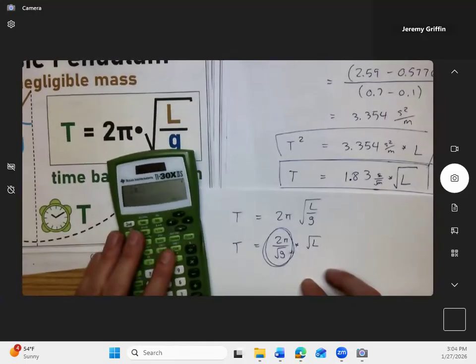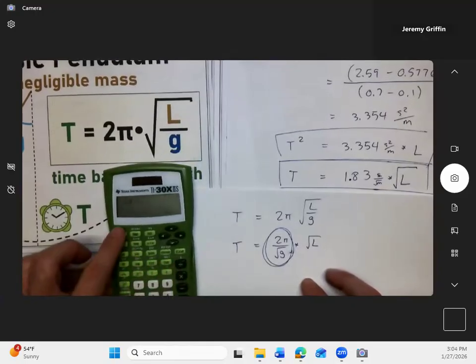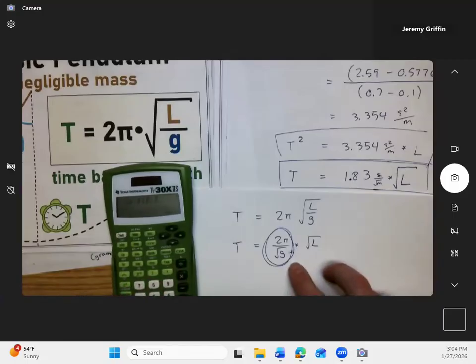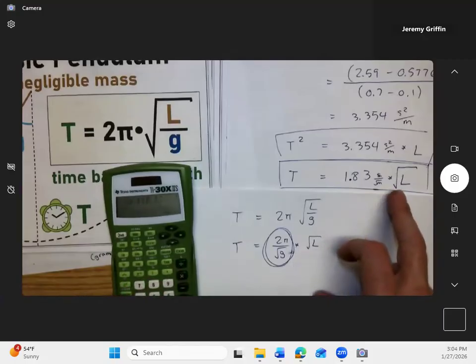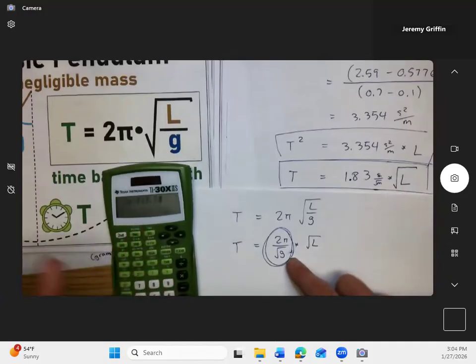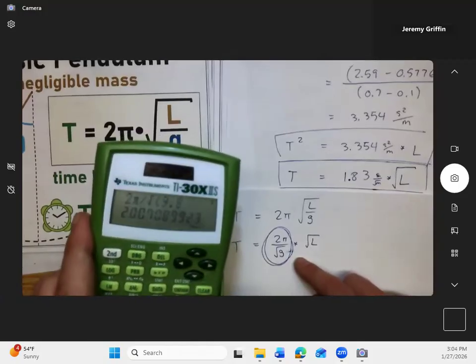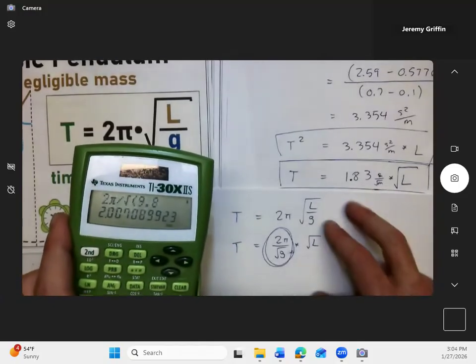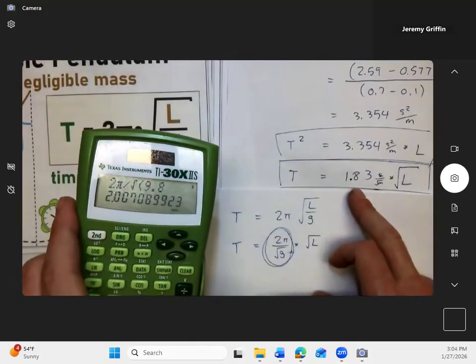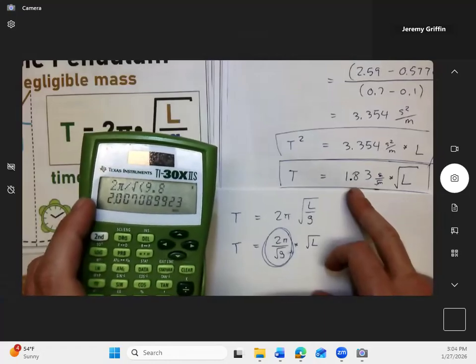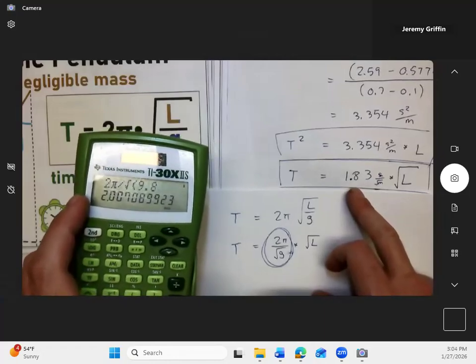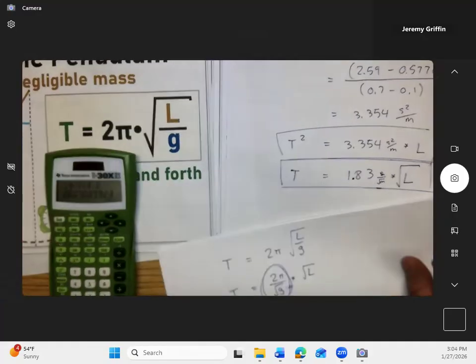Take 2 pi divided by the square root of 9.8, for 9.8 meters per second squared. That, by the way, is why I wanted to use length in meters, so that I can put in 9.8 right here and there's no problems. Let's see. Ooh, 2.0 something. That's pretty close to 1.83. Really good.